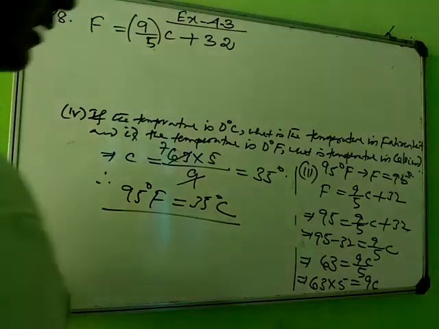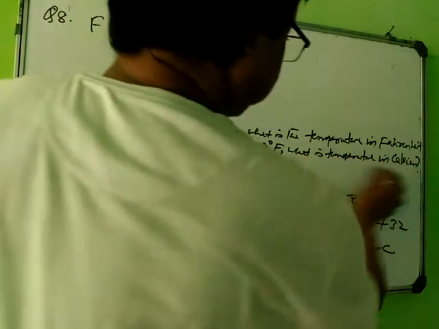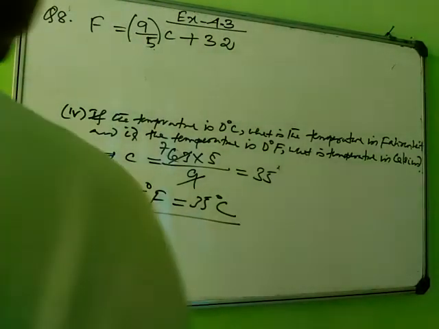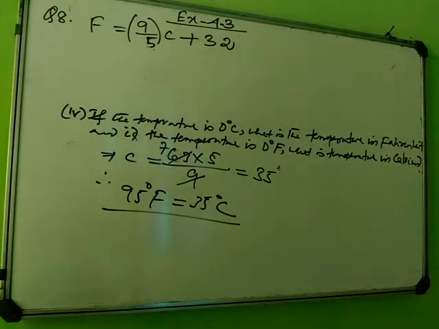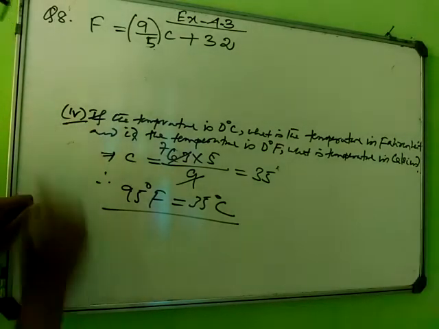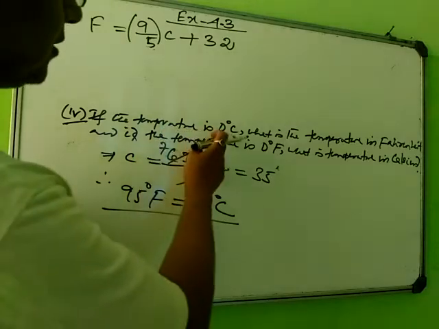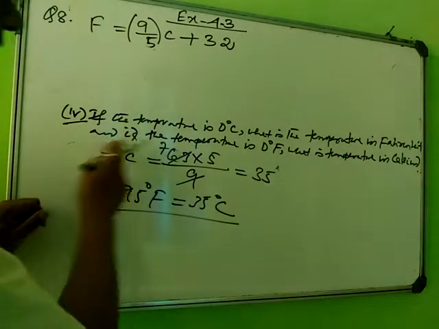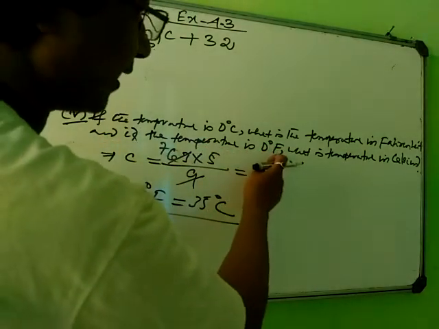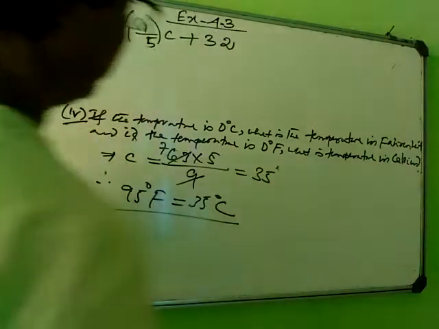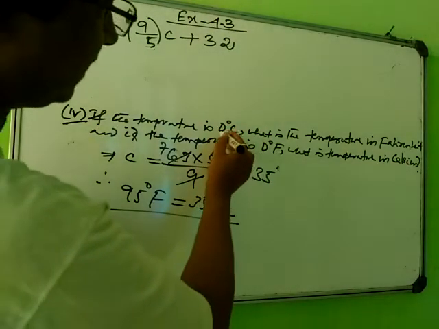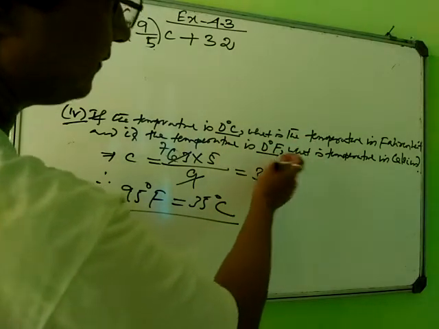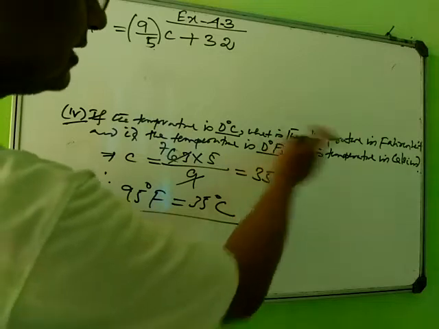Now the next one, here is question number 4. If the temperature is 0 degrees Celsius, what is the temperature in Fahrenheit? And if the temperature is 0 degrees Fahrenheit, what is the temperature in Celsius? In the first part they have given Celsius, and you are to find out Fahrenheit. In the second part they have given Fahrenheit, and you are to find out Celsius.